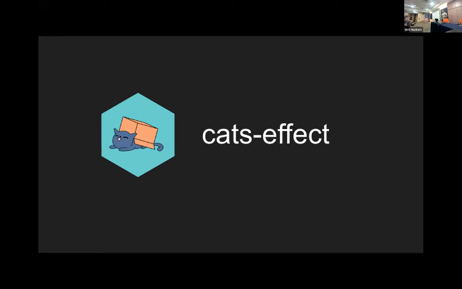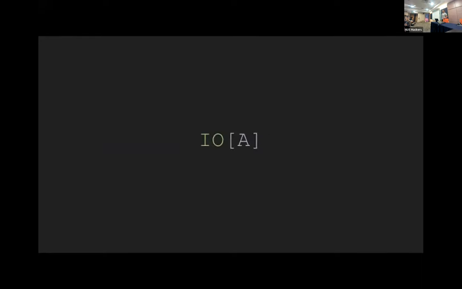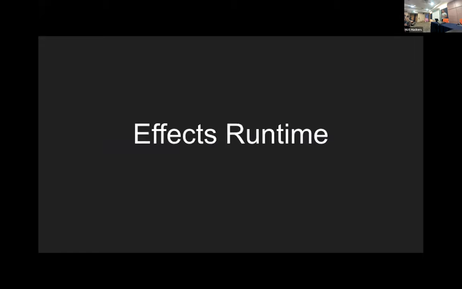Cats Effect is a library that's built on Cats. It provides two things. First is the IO monad. The IO monad represents an action. It's kind of like a function that's not yet evaluated. Think of it as a declarative description of an action. The second thing it gives you is an effects runtime. Some effects runtimes out there are like Tokio from Rust, for example. I'll explain what a runtime is.